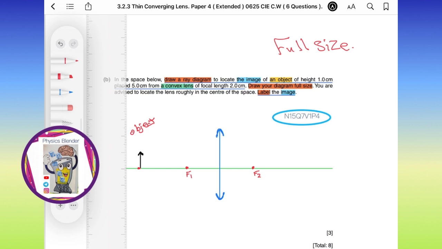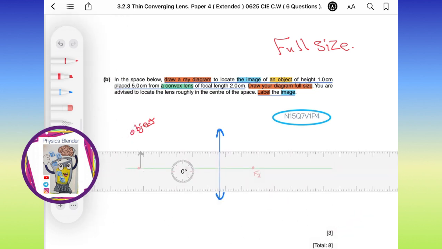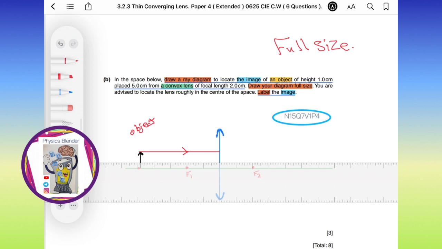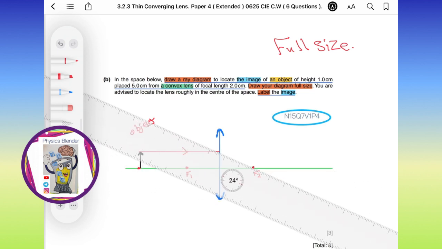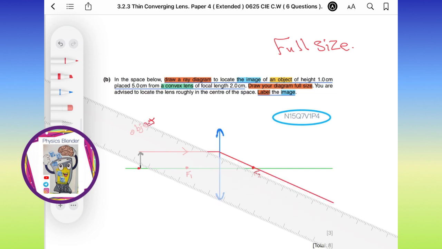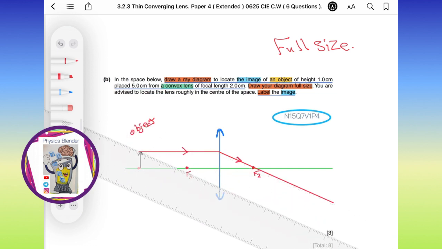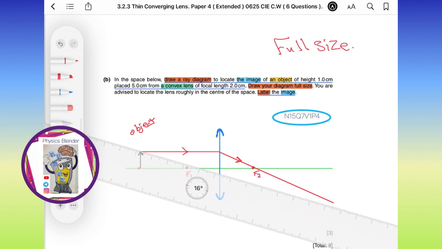Now you have to draw your diagram full size and you have to locate the position of the image. I can use 2 simple rays. You have 3 standard rays, but I will use only 2 now. A ray which is parallel to the principal axis from the object will refract through the focus. And a ray which is passing through the optical center from the top of the object.